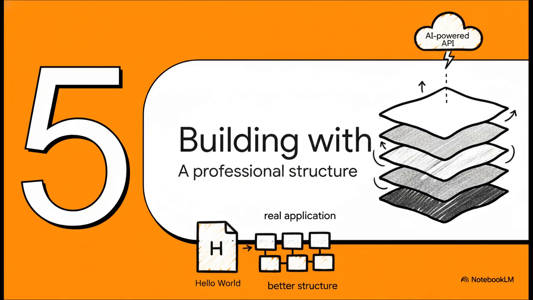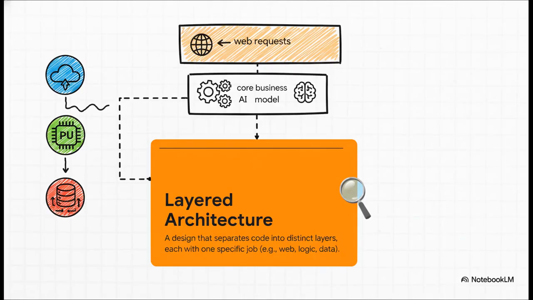Okay, so a single file is great for a Hello World app. But for a real-world application, you need a much better structure. And this brings us to a professional design pattern called layered architecture. The core idea here is actually really simple. Don't just dump all your code into one big messy file. We separate our code into logical layers.